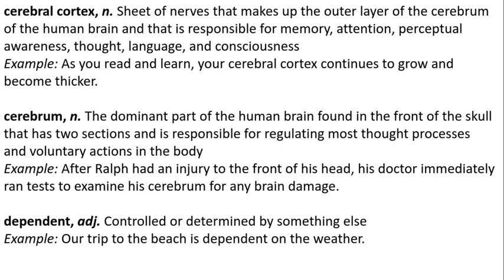Cerebral cortex is the sheet of nerves that makes up the outer layer of the cerebrum of the human brain, and that is responsible for memory, attention, perceptual awareness, thought, language, and consciousness. And so that's part of the cerebrum. That's our next word. The dominant part of the human brain, found in the front of the skull, that has two sections and is responsible for regulating most thought processes and voluntary actions in the body. So the part of your brain you think with.